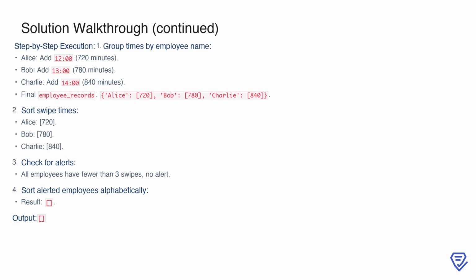Next, we check for alerts. Since none of the employees have 3 or more swipes, no alerts are triggered. The alerted_employees list remains empty, and after sorting, the final output is an empty list.